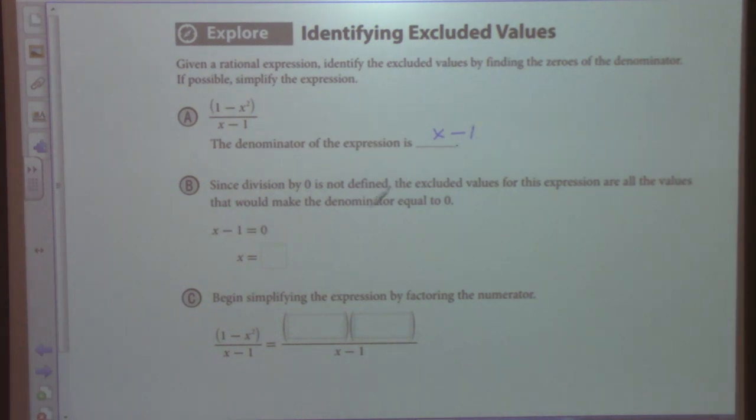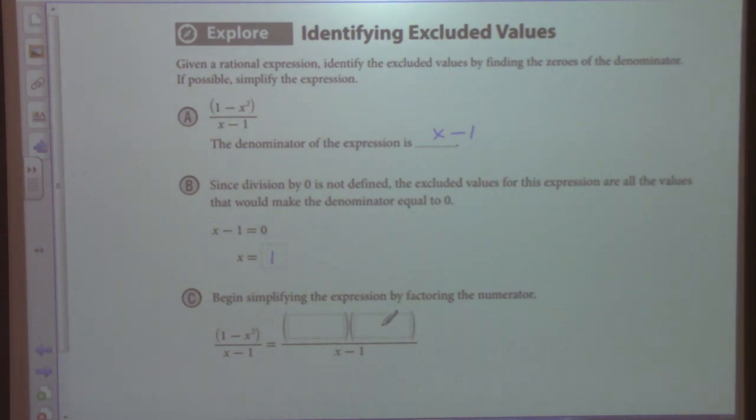Since division by 0 is not defined, the excluded values for the expression are all values that will make the denominator equal to 0. So here we're given an equation, x minus 1 equals 0. Basically, we set this denominator equal to 0 and solve for x. So x is equal to 1.